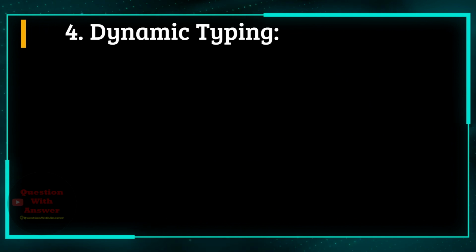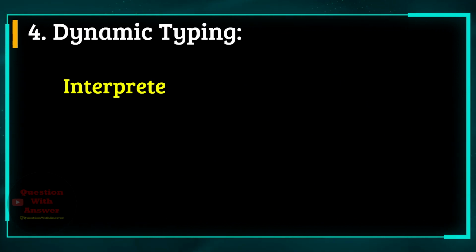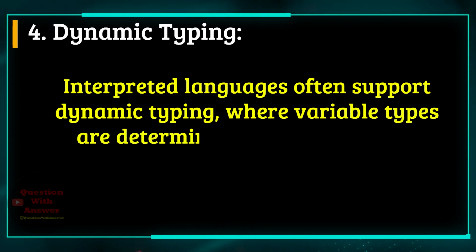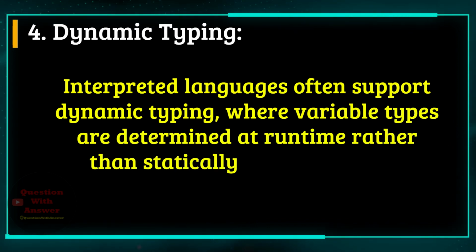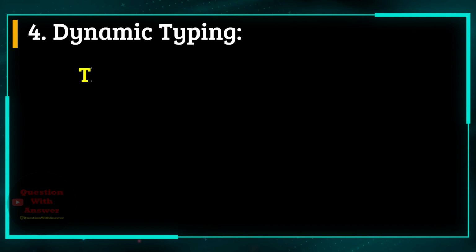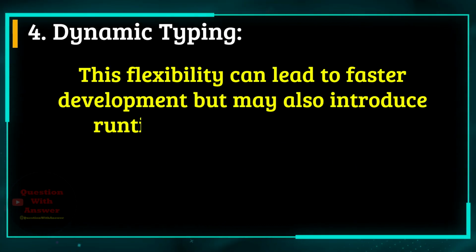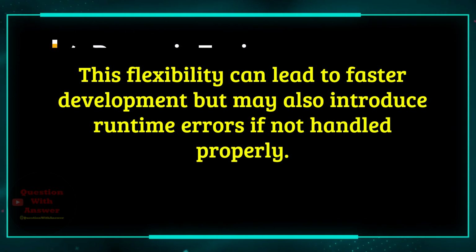4. Dynamic typing. Interpreted languages often support dynamic typing, where variable types are determined at runtime rather than statically at compile time. This flexibility can lead to faster development but may also introduce runtime errors if not handled properly.